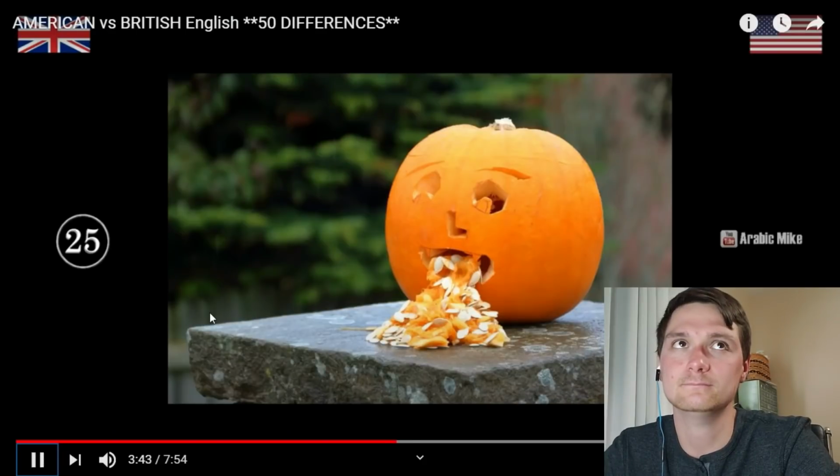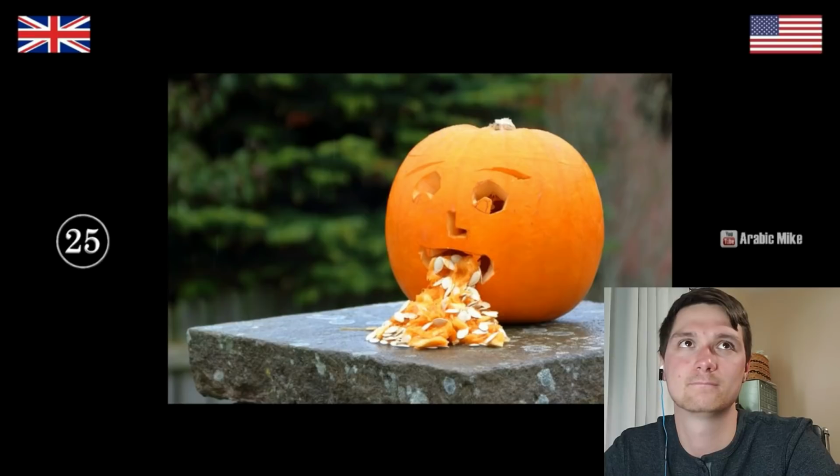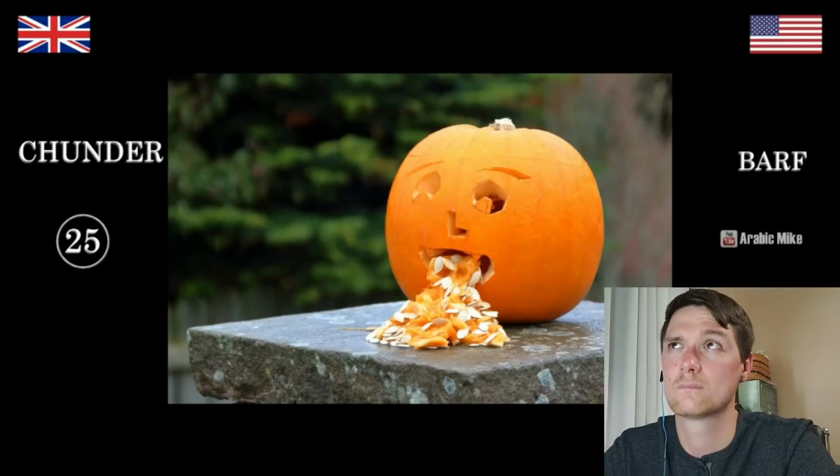What's this guy doing? A pumpkin. What's he doing? Oh, throwing up. Or vomit. And do you have another word for it? I've heard this word on The Simpsons. Barfing? Barf. Anything else? Throwing up, barf. Yeah. We say chunder. Do you say chunder? We do not say chunder. And then I just chundered everywhere.